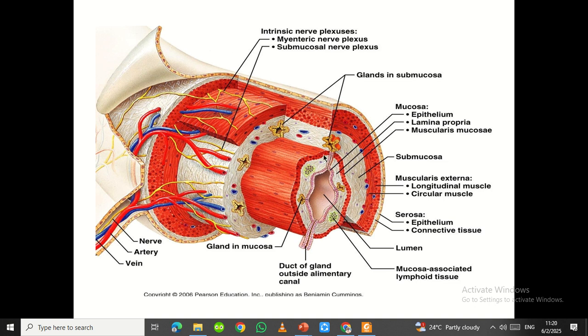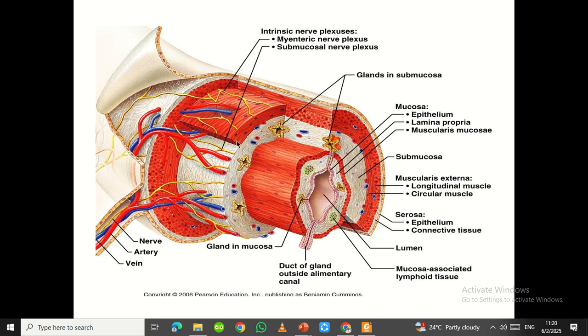And then from the muscularis mucosa, we are going to have the submucosa. In the submucosa, if it is the duodenum, you're going to have these glands. If it is the esophagus, you're also going to have these glands. But in other regions, we don't have glands in the submucosa, right? And the submucosa has this plexus, which is called the submucosal nerve plexus. And it is the submucosal nerve plexus that is also called the Meissner plexus, right?